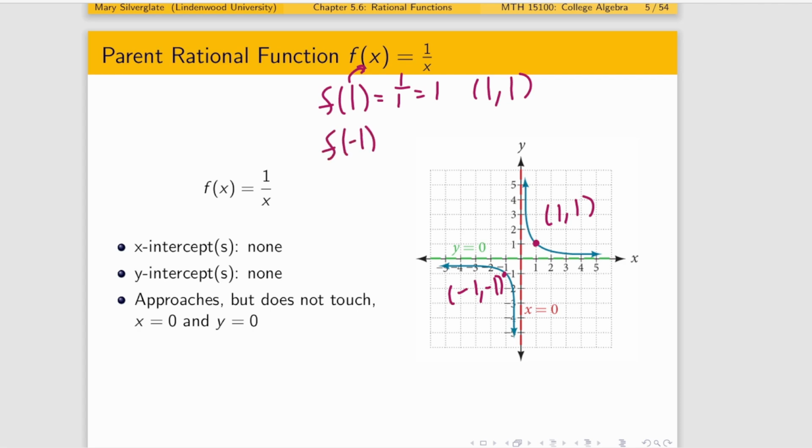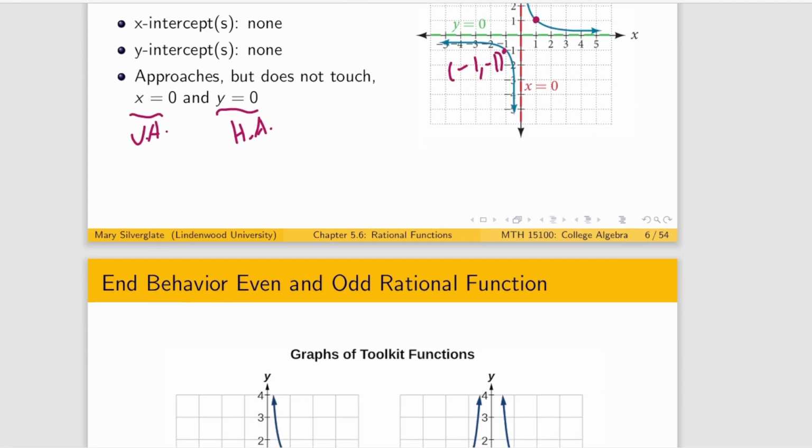If I plug in negative 1, that becomes 1 over negative 1. 1 divided by negative 1 is negative 1. So then I have the point negative 1 comma negative 1. That gives you 2 points and knowledge of behavior around those 2 points to move this graph around. So you would want to know 2 points and 2 asymptotes, our vertical asymptote and our horizontal asymptote, and that would allow you to move around this rational function using transformations if you wanted to.